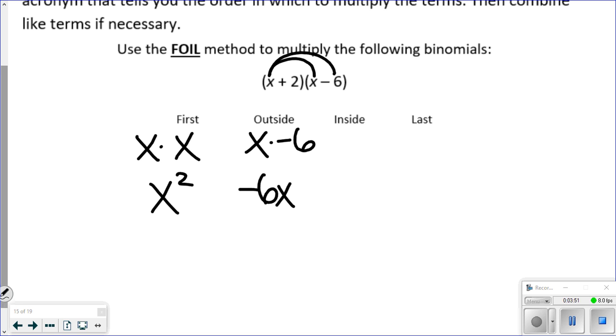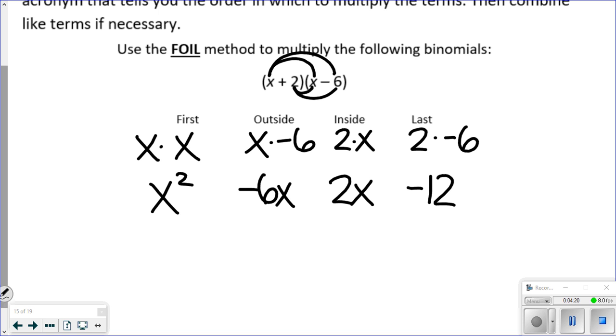Then I need to take this 2 and distribute it to both terms. So my two inside terms that are really close together are 2 times x, which is a positive 2x. And then I need to take this 2 and distribute it to the negative 6. 2 and negative 6 are listed last in my parentheses, so that's why we call it the last terms. 2 times negative 6 is negative 12.